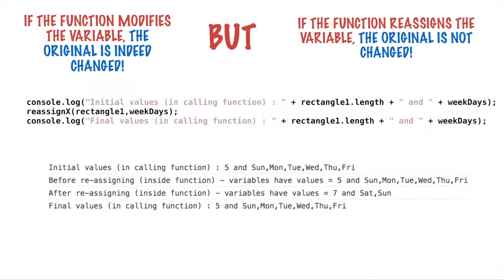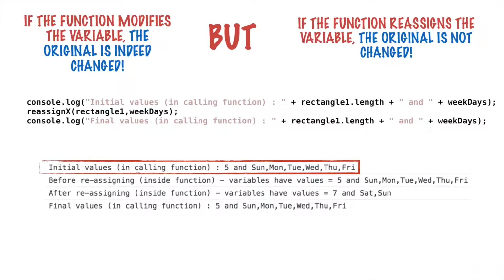First, the initial value of the rectangle length and the array. Then, before reassigning within the reassign x function, but before reassigning the variables. Then, the value of the variables after reassignments. And then finally, the value of the original rectangle and weekdays object outside reassign x after reassign x has returned. The initial values in the calling function are exactly like before. The length of the rectangle is 5 and weekdays contains all days from Sunday through Friday. No surprises there.